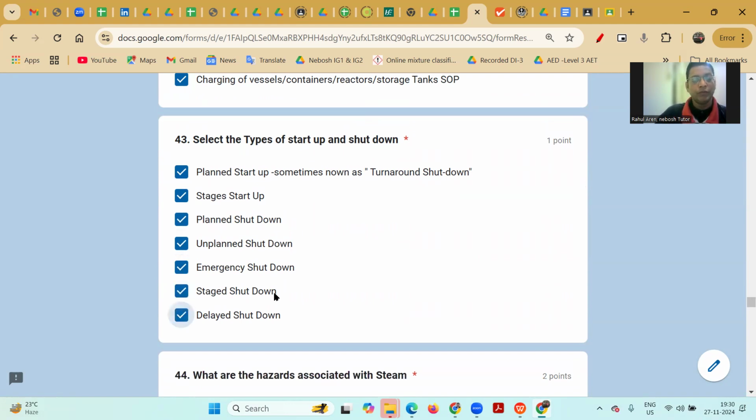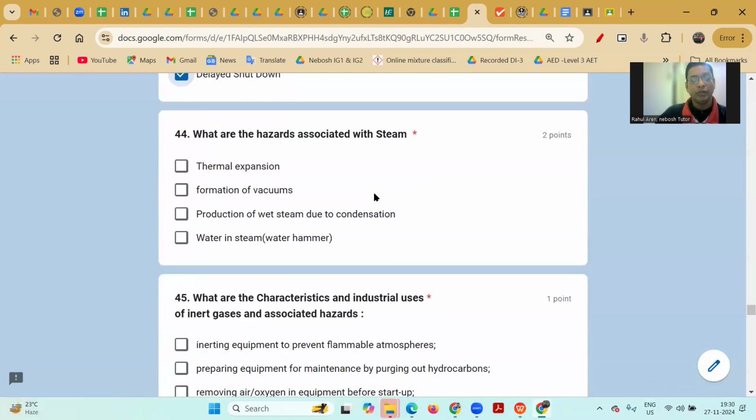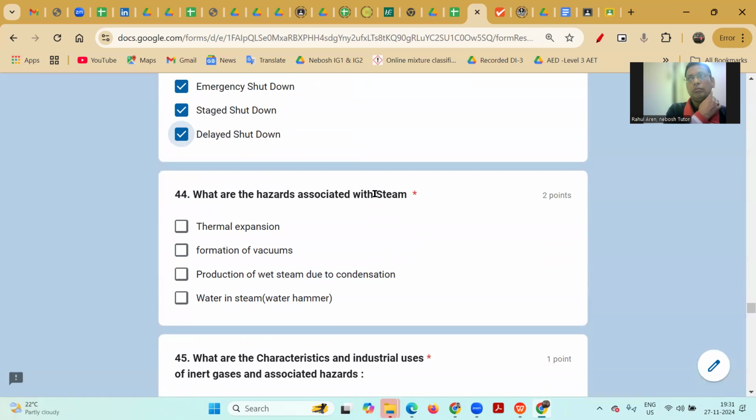Yes. So what are the hazards associated with steam? We already discussed one question in mock exam 8 also, but we can discuss more hazards. Thermal expansion, formation of vacuum. The answer I told was wrong earlier: formation of vacuum is a hazard, not the control measure. The production of wet steam due to condensation, and the water in steam also leads to the water hammering effect. So these are the hazards associated with steam. This is the right answer. So all four are correct answers. We need to select all four.